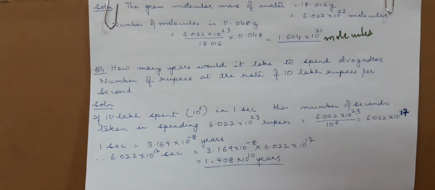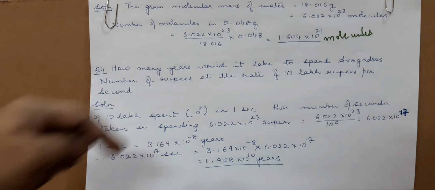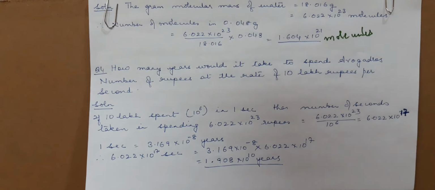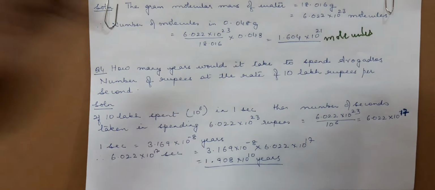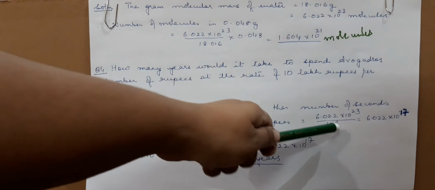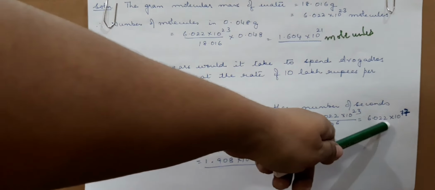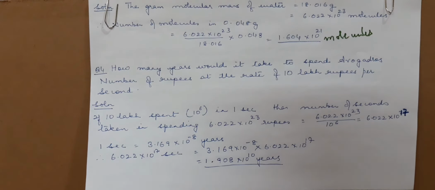Let us say, if 10 lakh is spent, the 10 lakh means what? 10 to the power 6 is spent in 1 second. Then the number of seconds taken to spend 6.02 into 10 to the power 23 would be 6.022 into 10 to the power 23 divided by 10 to the power 6. That is 6.022 into 10 to the power 17. Okay, that means 6.022 into 10 to the power 17 is the number of seconds taken in spending that much.